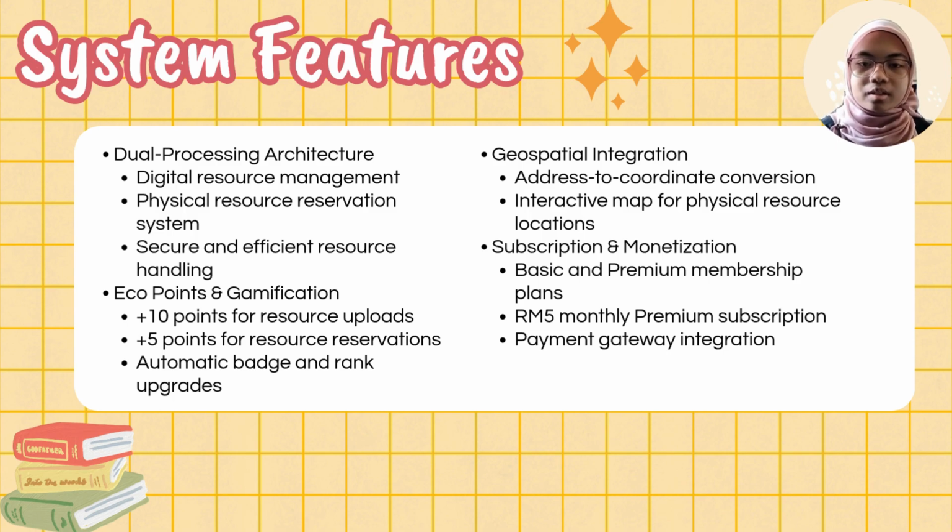System features. First, the system uses a dual processing architecture that handles both digital and physical resources. Digital resources are uploaded and stored efficiently, while physical resources are managed through a reservation system that prevents duplicate bookings. Second, the platform includes an eco points and gamification system. Users earn 10 points for uploading resources and 5 points for reserving physical items. These points contribute to rank upgrades and achievement badges.